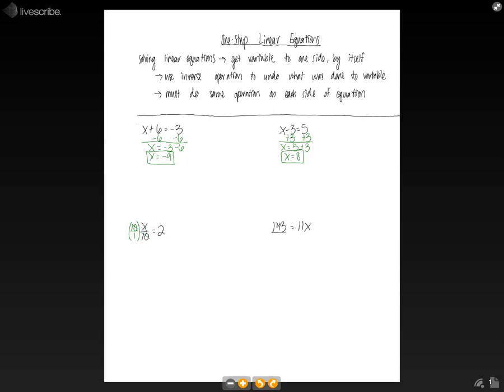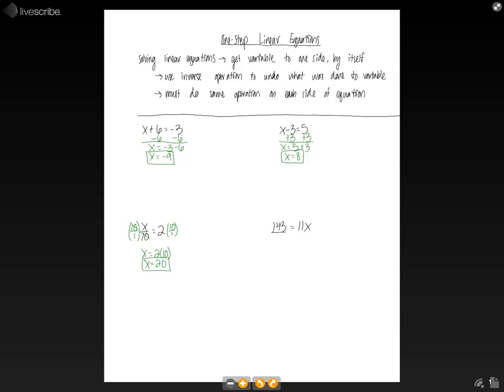And then we need to multiply the other side by 10 as well. So again, we'll just write 10 over 1. So that gets x by itself. And then we have 2 times 10, so we get x is equal to 20.